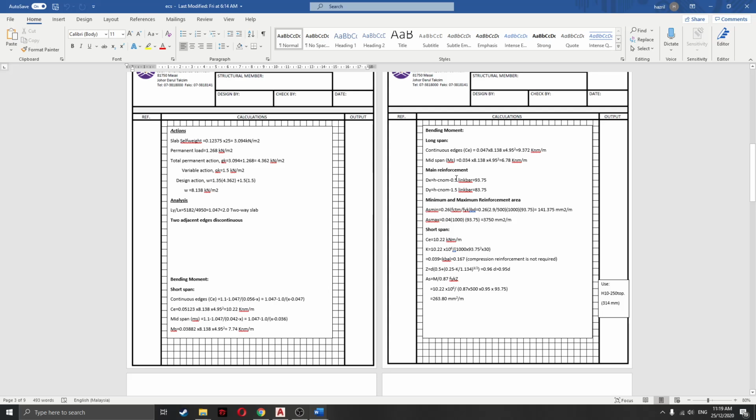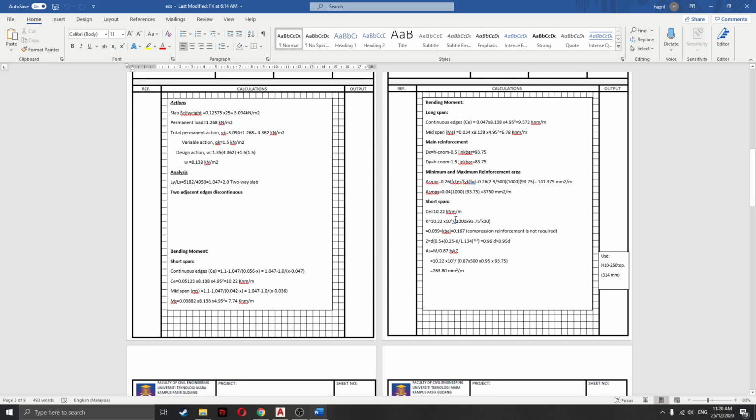For main reinforcement, d equals 123.75 minus 0.5 times bar, then 93.75, d at 93.75. Minimum is 141.374 millimeter squared over m. Here as max, I get 3750 millimeter squared per millimeter.